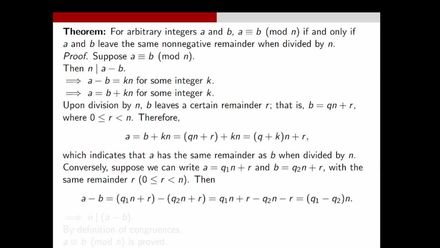So we have a minus b equal to the integer q1 minus q2 times n, which means by definition of divisibility, n must divide a minus b, and by definition of congruence, a must be congruent to b modulo n. Thus we have proved the converse part also.